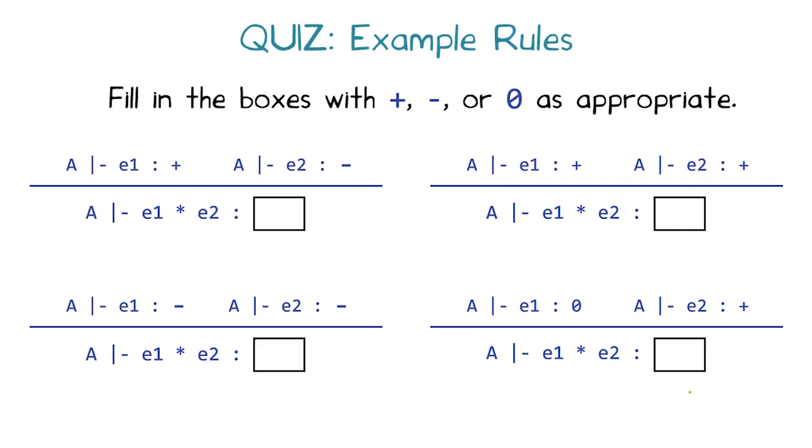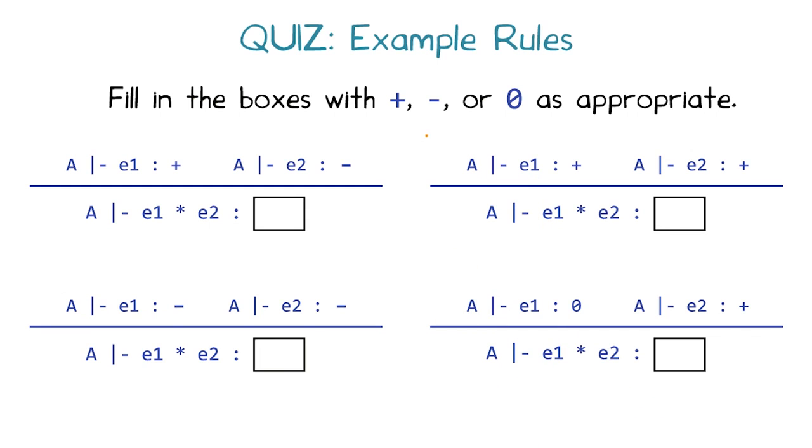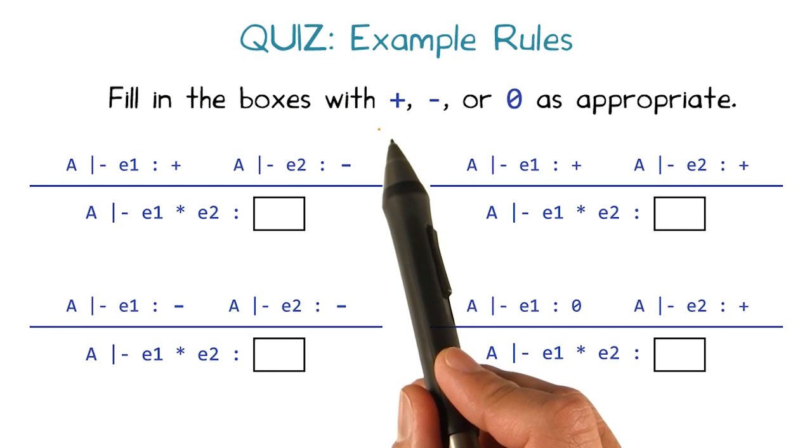As a quick check of your understanding, enter the appropriate abstract value for the conclusion of each of these 4 inference rules. Enter either the plus symbol, the minus symbol, or the number 0.